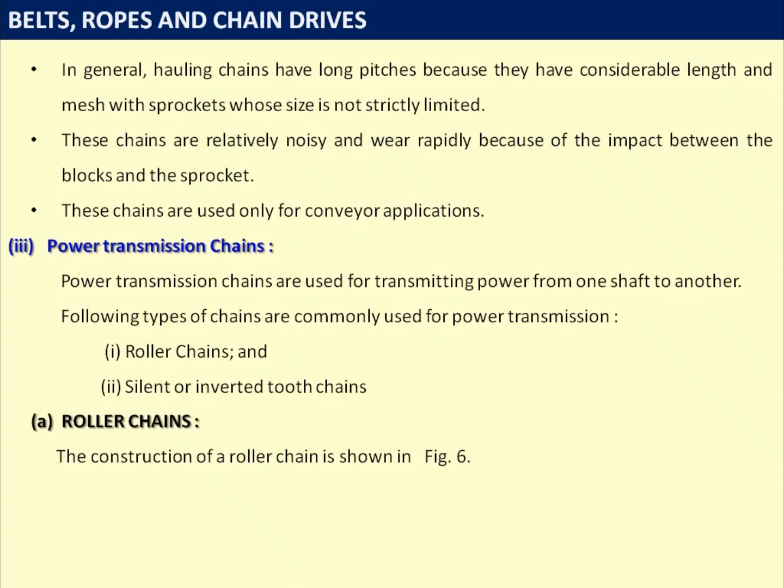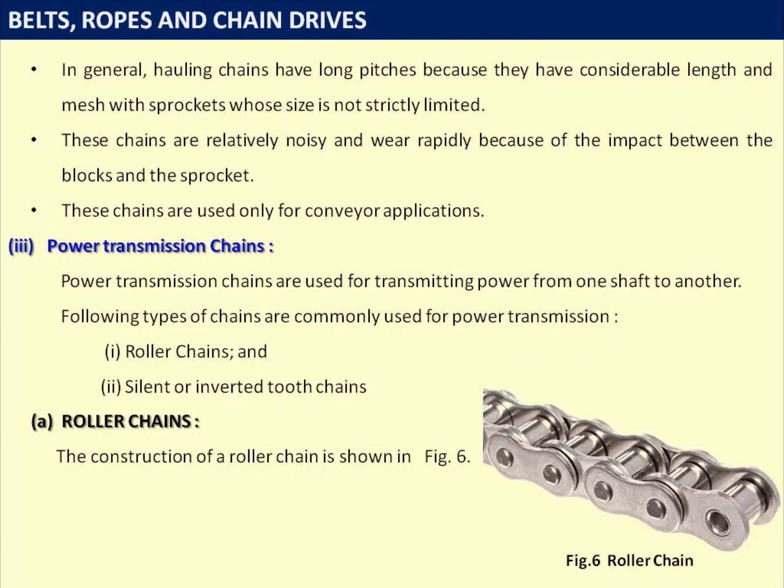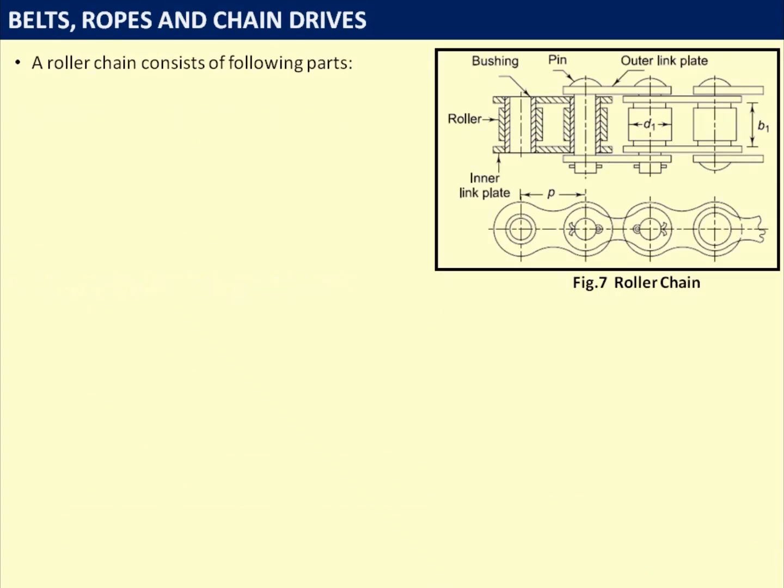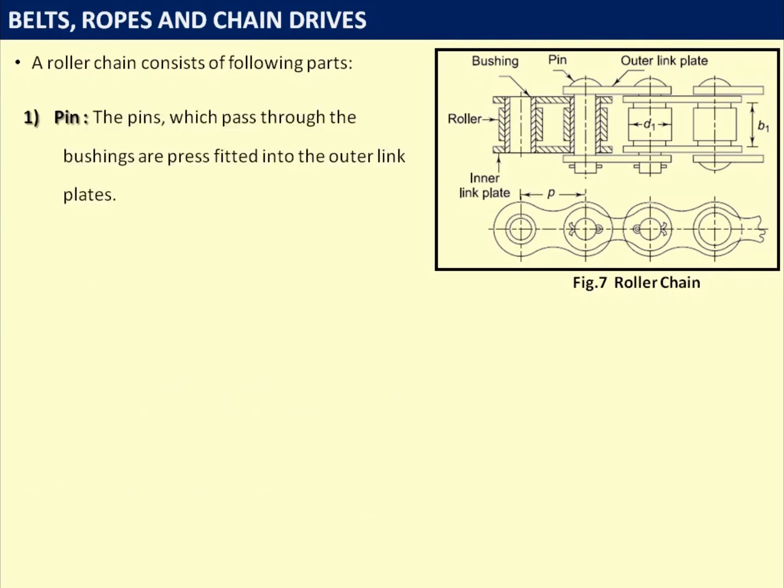The construction of a typical roller chain is shown in figure 6. So this shows the typical construction of a roller chain. It consists of alternate links made of inner and outer link plates. A roller chain consists of the following parts. So this figure shows roller chain parts. We can see the different parts of the roller chain as roller, bushing, pin, outer link plate and inner link plate. Now let us see one by one.